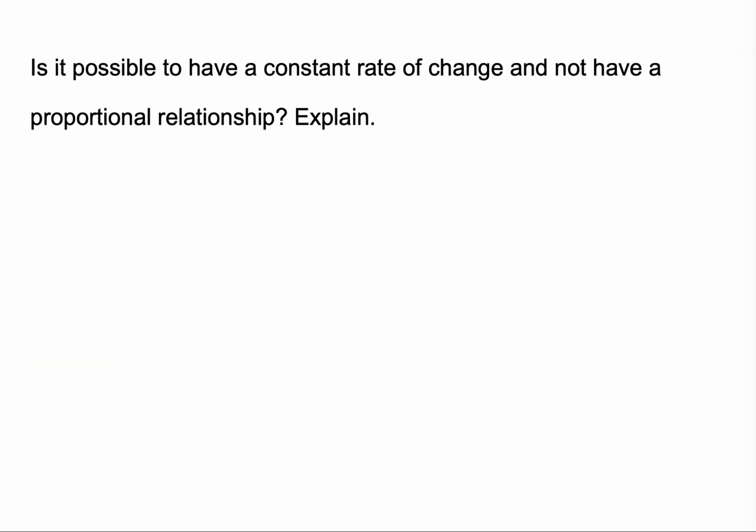All right, and the last one. Is it possible to have a constant rate of change and not have a proportional relationship? Explain. When they say constant rate of change, that means a straight line. If you graph it, it's a straight line. Go ahead and pause the video and write down what you think.